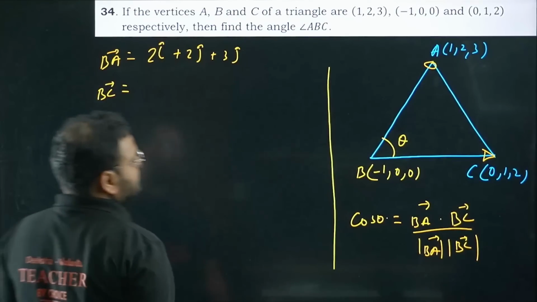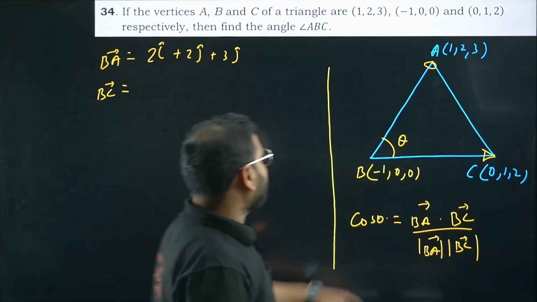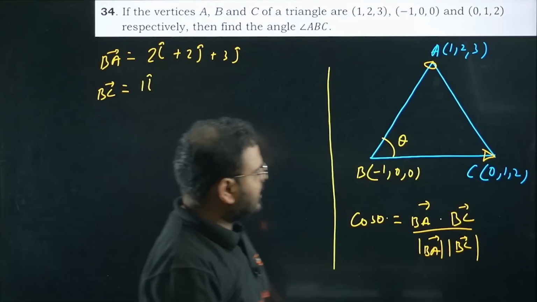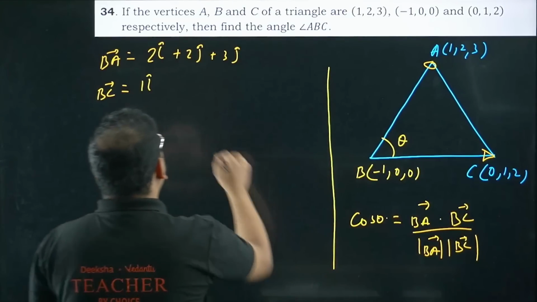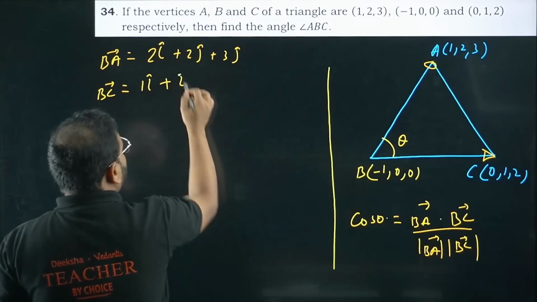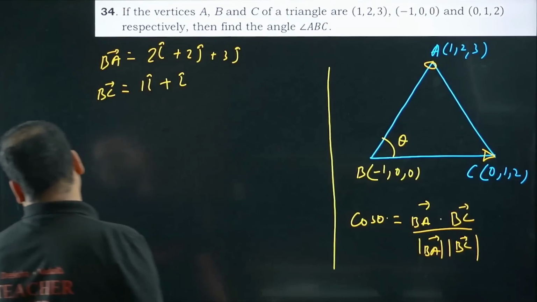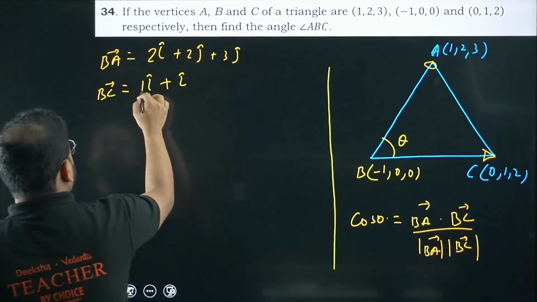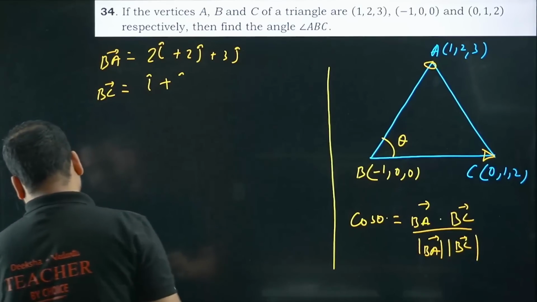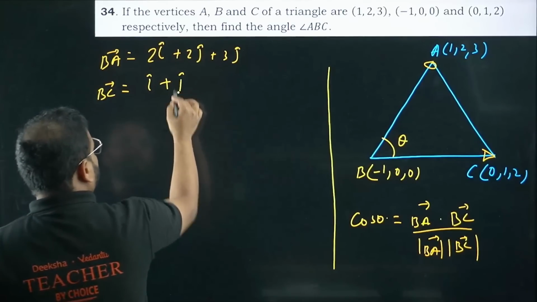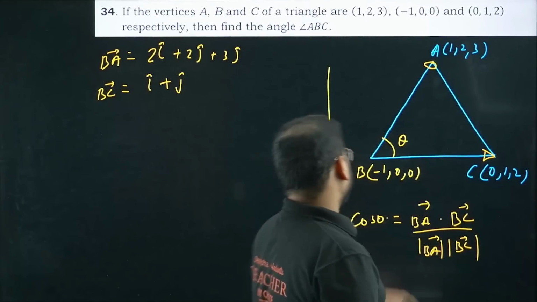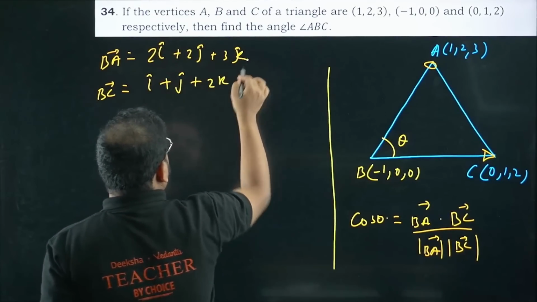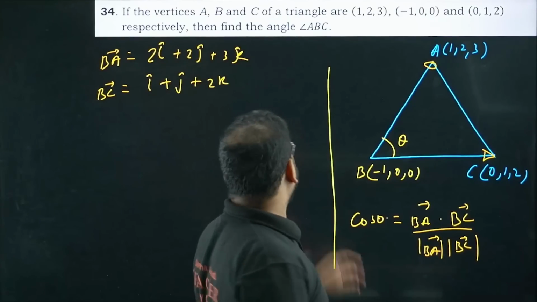Again to BC. So I get BC as, please check, 0 minus minus 1 will become 1, or simply i cap. I have 1 minus 0, again plus j cap. Sorry, not i cap, the second is j cap. Third one, 2 minus 0, so 2k cap. i cap, j cap, k cap.